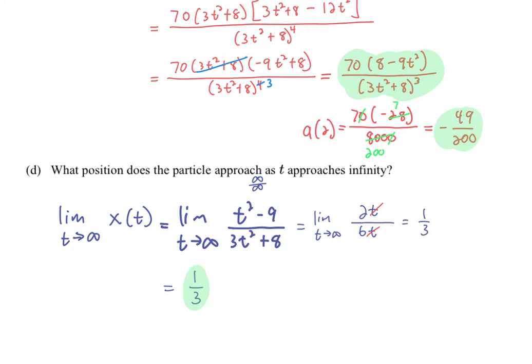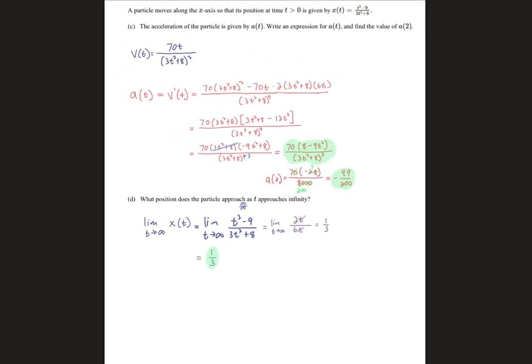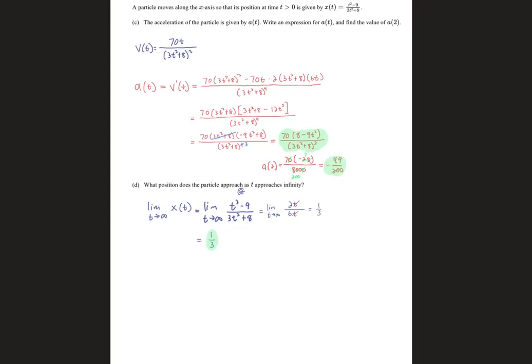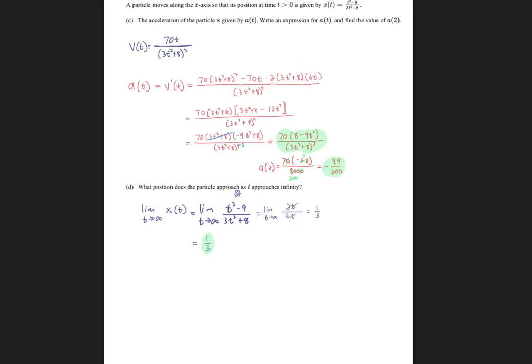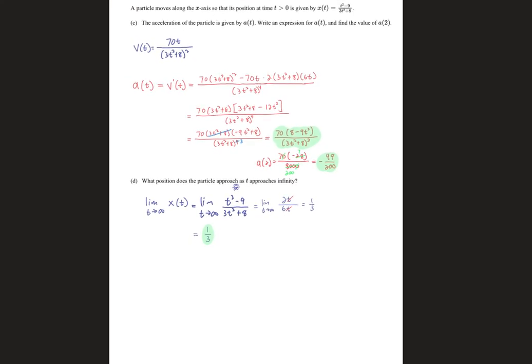Using L'Hopital's. Okay, but we didn't really need to, because we could just use this idea of top heavy, bottom heavy, same, which you can use anytime t is approaching infinity or negative infinity for a rational function. Really any kind of fraction, or most fractions. All right, so that's it.